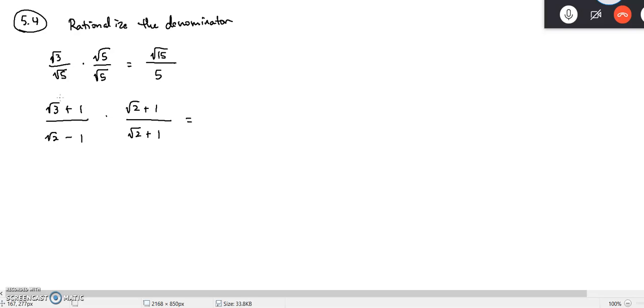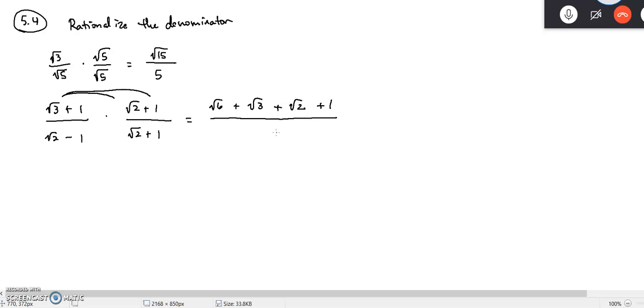So on the top, we're going to FOIL. So we've got first and outer. So I'm going to have square root of 6. So square root of 3 times square root of 2 is square root of 6. Square root of 3 times 1 is square root of 3. 1 times square root of 2. And 1 times 1. So I get that on the top.